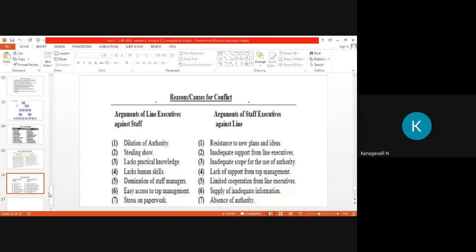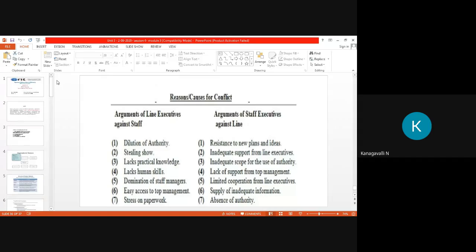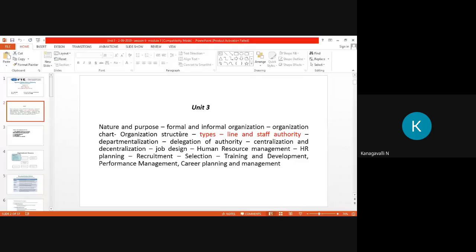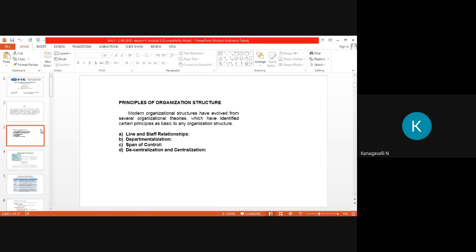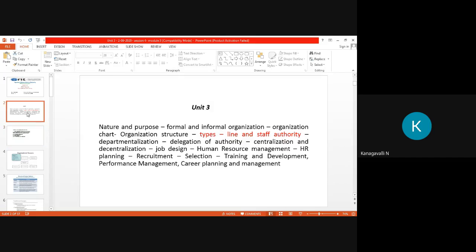So up to this, our line and staff authority is over, right? In this part of your organization structure, the main first type is line and staff authority. In other words, among the principles of the organization, the main first part is the line and staff relationship. So it is nothing but line and staff authority. In our upcoming classes, we will see delegation of authority, departmentalization, centralization and decentralization.